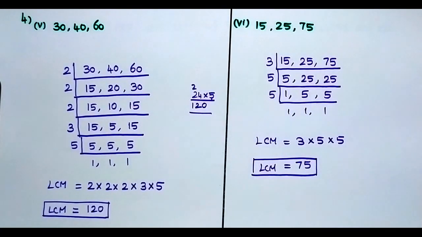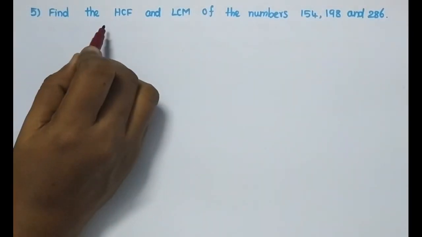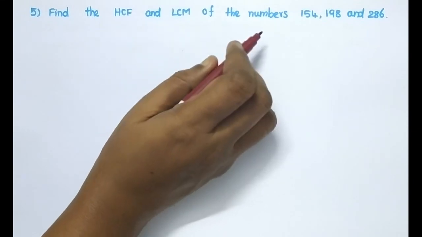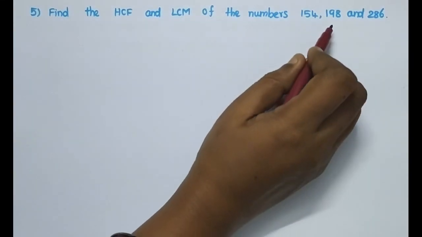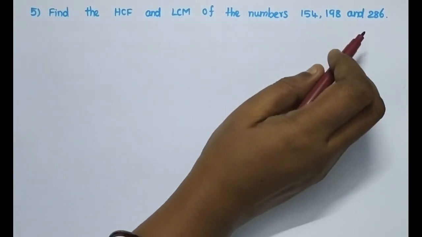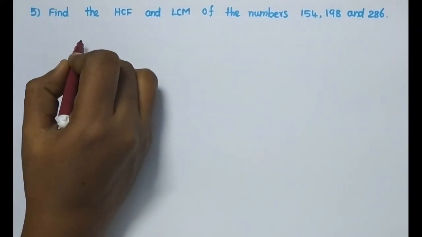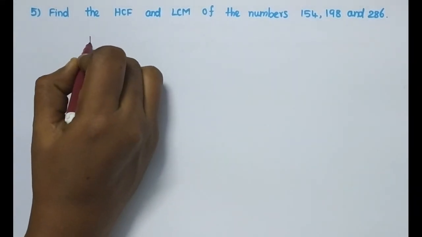That is the answer. Fifth sum. Find the HCF and LCM of the numbers 154, 198 and 286. First we have to find out HCF.